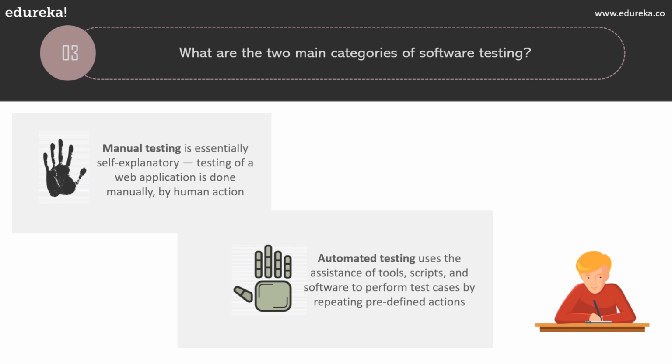But testing to find defects or bugs manually is really time consuming, right? It's expensive, it's often repetitive, and it's subject to human error. And that is why automation testing comes into the picture. Automation testing uses the assistance of tools, scripts, and software to perform test cases by repeating predefined actions. So these are the two main categories of software testing: manual testing and automation testing.